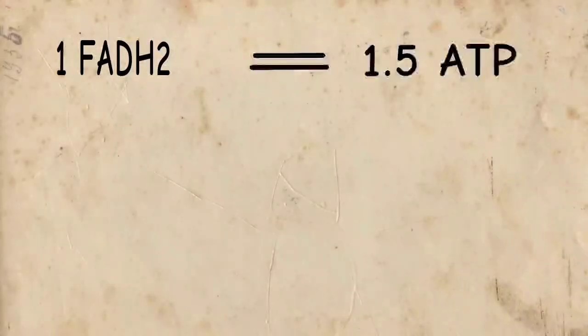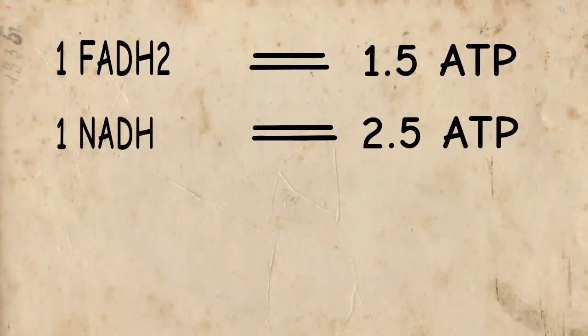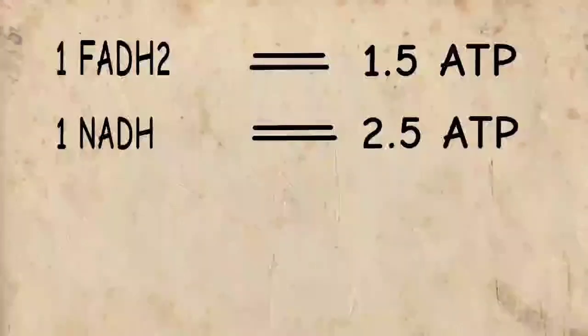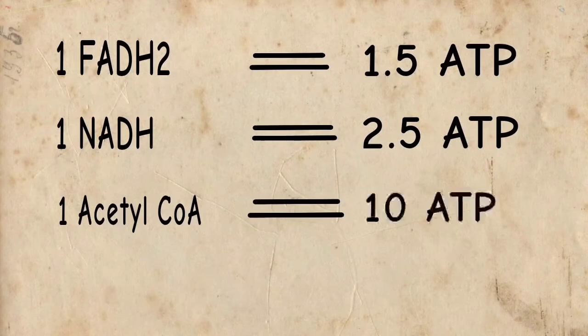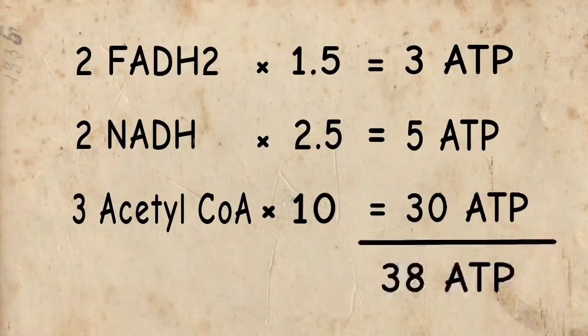Every FADH2 produced is equivalent to 1.5 ATP. 1 NADH is equivalent to 2.5 ATP, and every acetyl-CoA gives 10 ATPs, in total 38 ATPs.